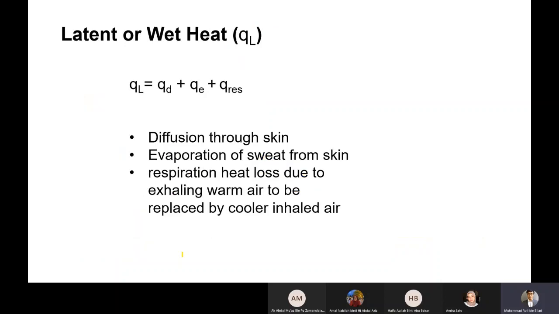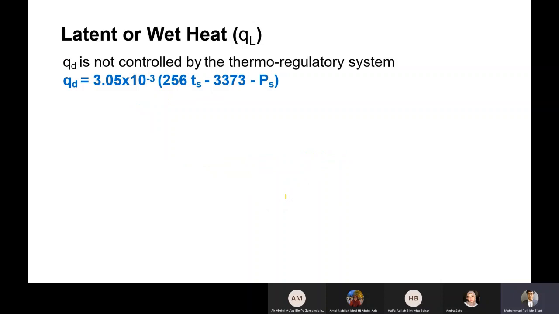Okay, first, latent or wet heat, QL. It consists of three components. Heat that is diffused through the skin, so this is QD. Heat that is lost through the evaporation of sweat, QE, and then heat that is lost due to respiration. Okay, I'll get back to this one later on. So remember the three components, QD, QE, QRS. So we'll do it one by one.